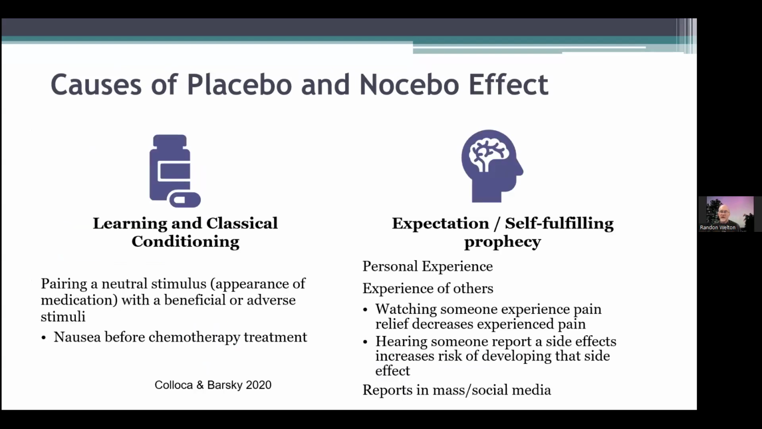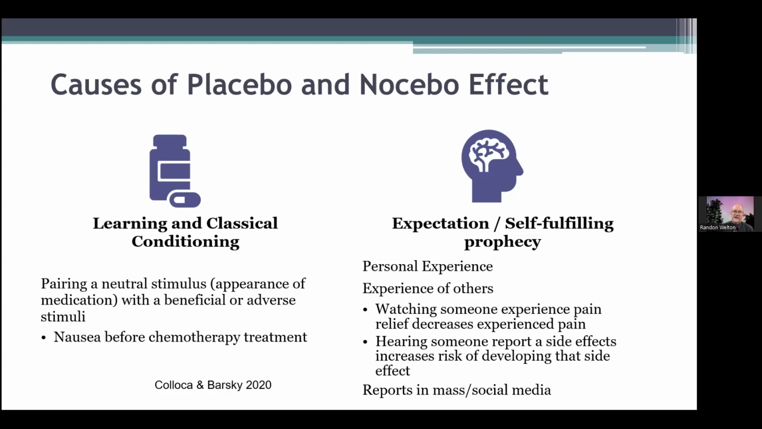And where does that come from? Well, some of it is just learning and classical conditioning, right? You're pairing neutral stimuli, like the shape of a pill or the color of a pill or just having a pill, with either some beneficial effect for placebo or adverse stimuli in nocebo. The famous example of this, and I've seen it in my own family, is someone who's undergoing chemotherapy. They get nauseous in the parking lot as they're pulling into the oncologist's office. There's no pharmacologic explanation for that, but they have paired being in that place with being nauseous. And so that's part of what nocebo is.